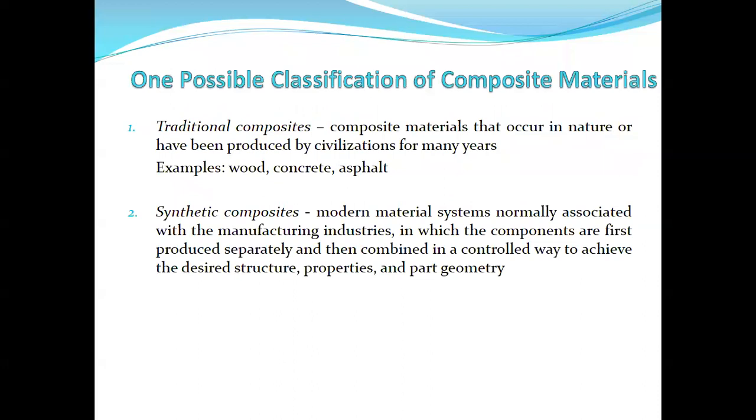One possible classification of composite material. Traditional composites are composite materials that occur in nature or have been produced by civilization for many years. Examples: wood, concrete, asbestos. Synthetic composites means the modern material systems normally associated with the manufacturing industries, in which the components are first produced separately and then combined in a controlled way to achieve the desired structure, properties, and part geometry.